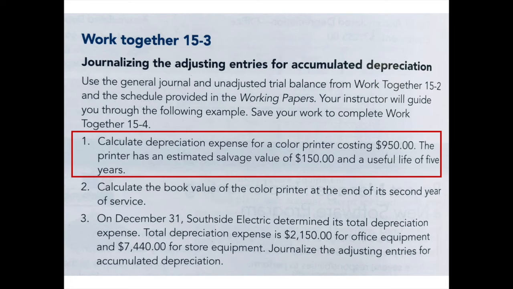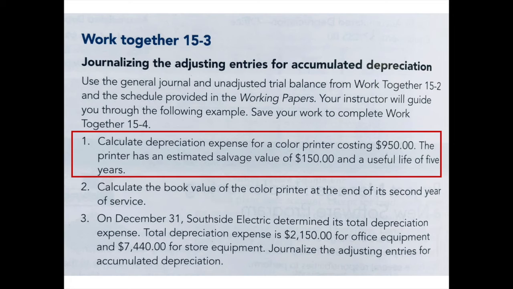Work Together 15-3 says journalizing the adjusting entries for accumulated depreciation. We're going to use the general journal and unadjusted trial balance from our work together in the previous problems and complete these steps. Number 1, calculate depreciation expense for a color printer costing $950. The printer has an estimated salvage value of $150. So again, if we were to sell it after its useful life, we would expect we would get $150 from it, and it has a useful life of 5 years.